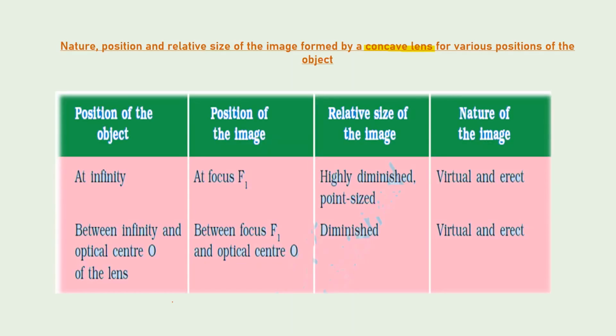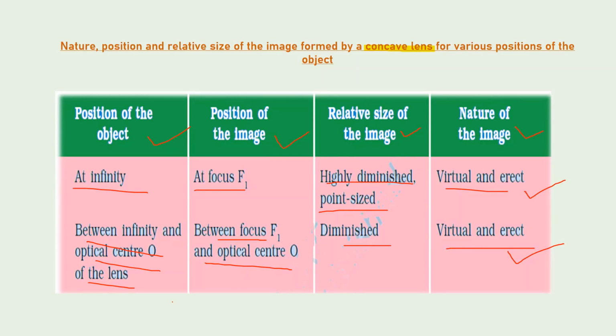In case of concave lens, what will be the nature and position of the image? So there is a table which shows the position of the object, position of image, relative size of image, nature of image. When the object is at infinity, image is formed at focus, it will be highly diminished, point in size, virtual and erect. When the object is between infinity and optical center of the lens, the image will be formed between focus F1 and optical center. It will be diminished, virtual and erect. So concave lens always forms virtual and erect image.